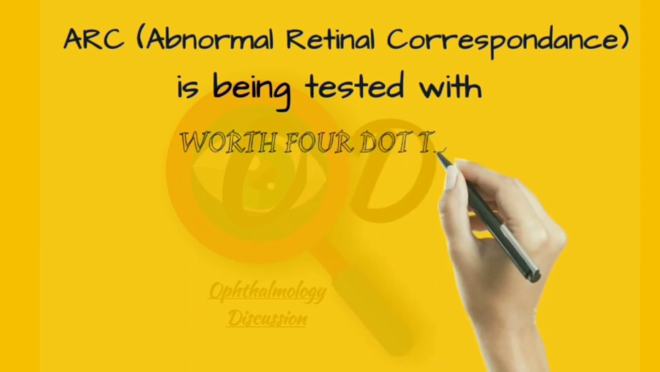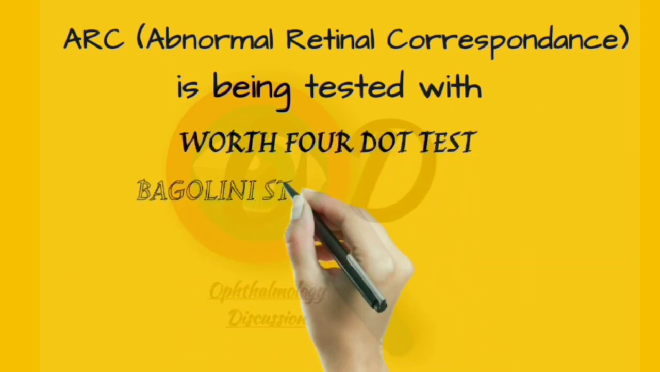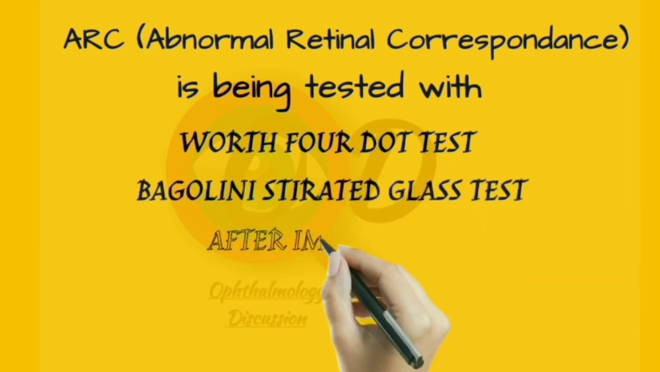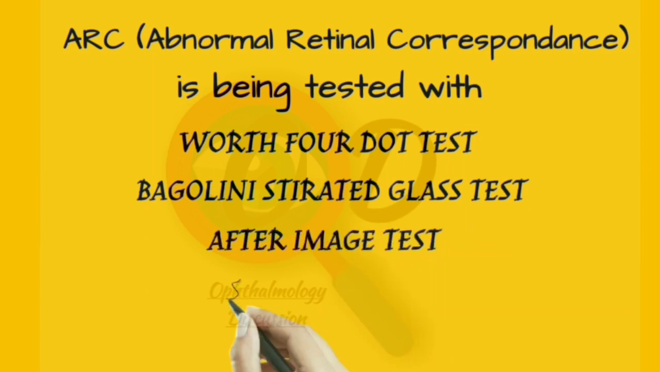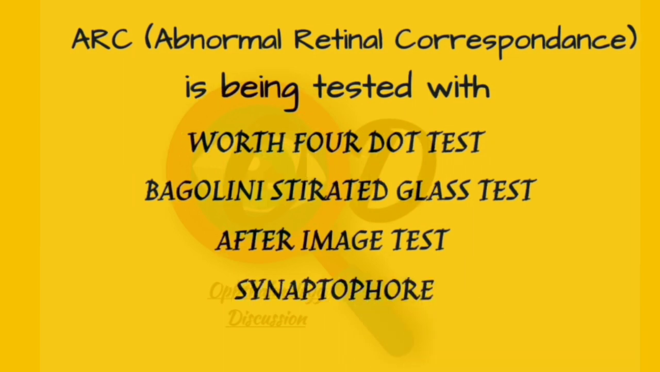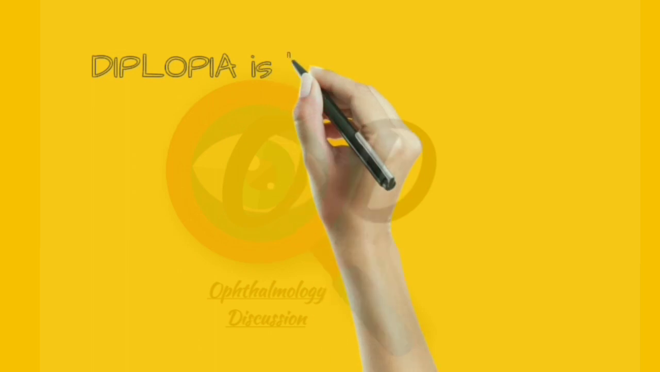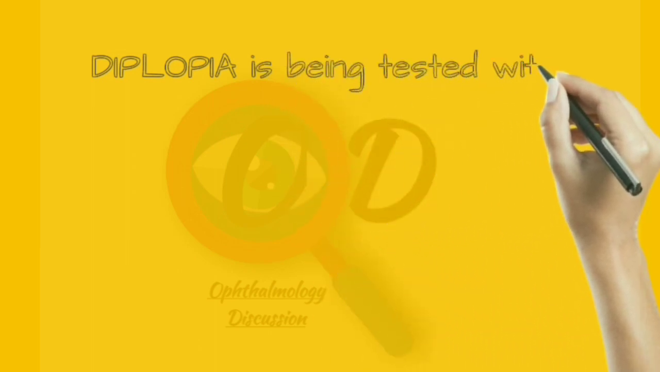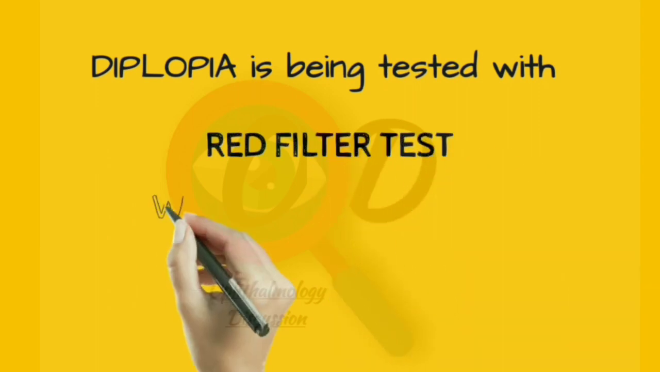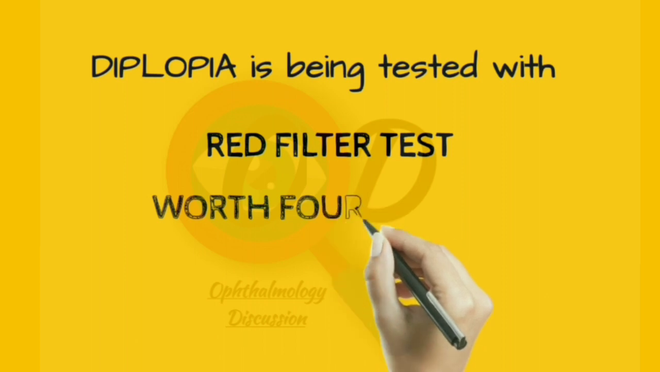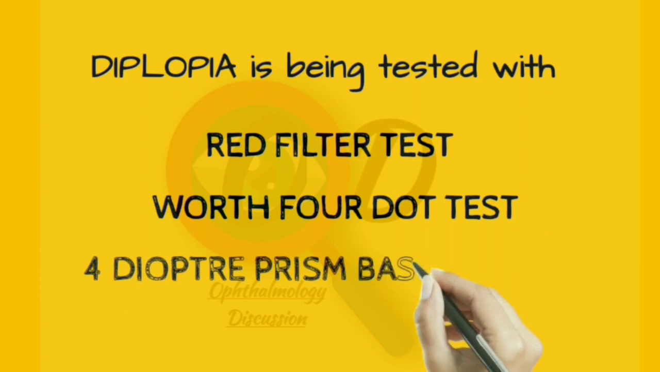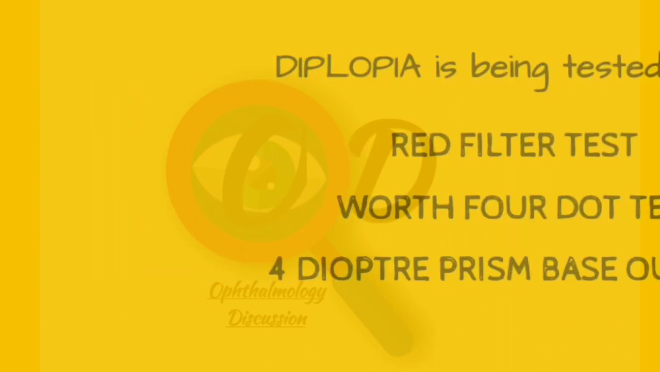As you are noticing, these are the major common tests. ARC is tested by the Worth four dot test, Bagolini's striated glass test, the after image test, and the synoptophore. Now diplopia is tested with the red filter test. You will come to know about the interpretation in the further slides. Worth four dot test, 4 diopter prism base out test. First we are going to learn about the 4 diopter base out test.